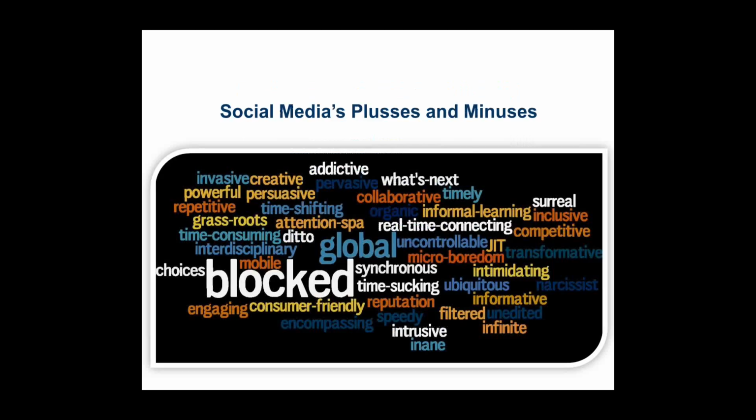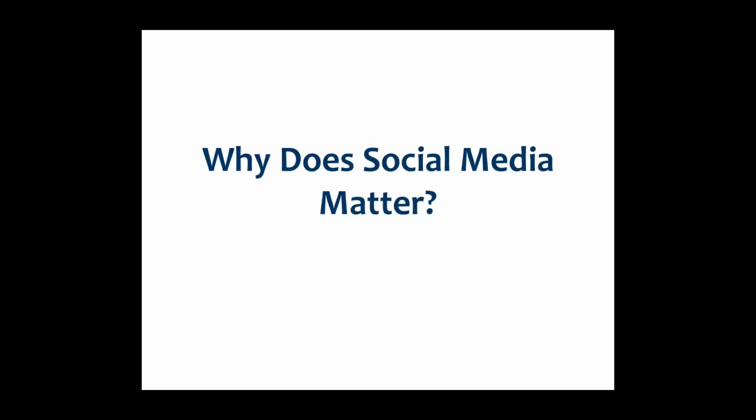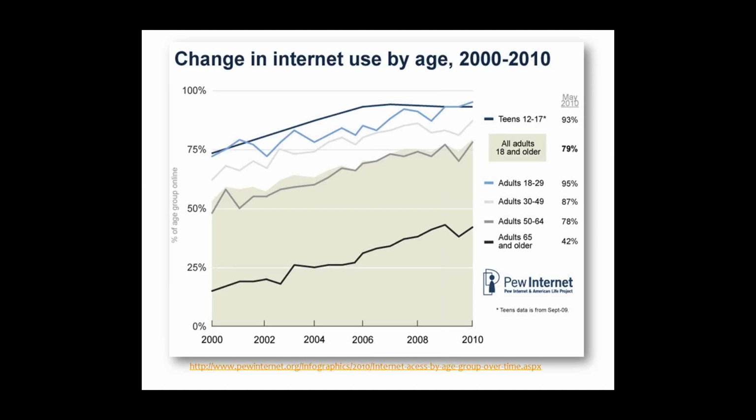So social media has pluses and minuses. There are lots of benefits. It can be powerful, persuasive, creative, timely, informative, speedy, and transformative. There's also a downside. It can be time-consuming, repetitive, narcissistic, inane, and my favorite, time-sucking. And it really can be a time sink. But the reality is that social media is where the people are. So why does social media matter?